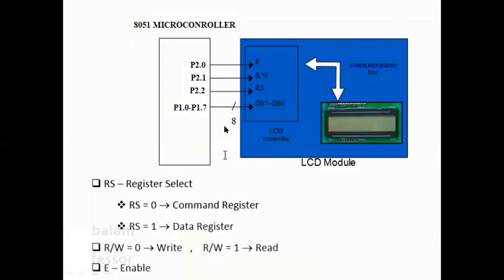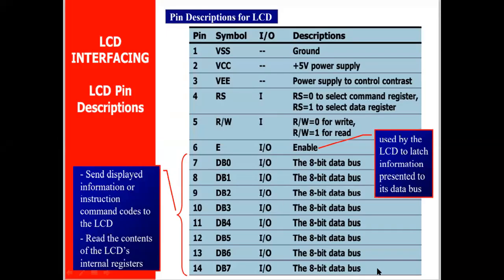So here, if you see the interfacing diagram, with this 8051 microcontroller, you are interfacing this LCD. Coming to the pin diagram, before that you have to know about the pin diagram of LCD. VSS is ground and VCC is plus 5 volts, and VEE is nothing but a power supply to adjust the contrast. RS is nothing but the register select. RS equal to 0 selects the command register. RS equal to 1 selects the data register.